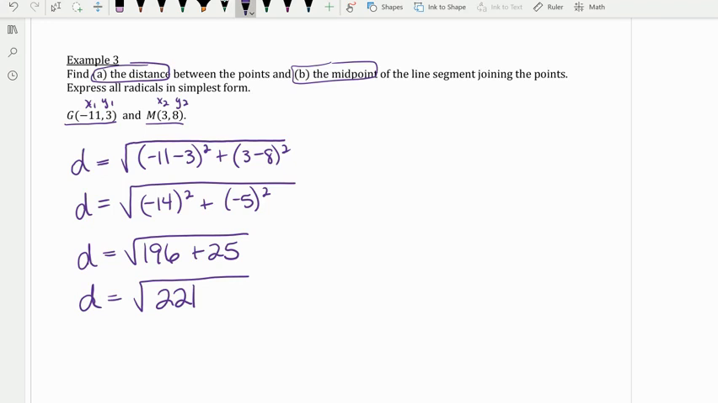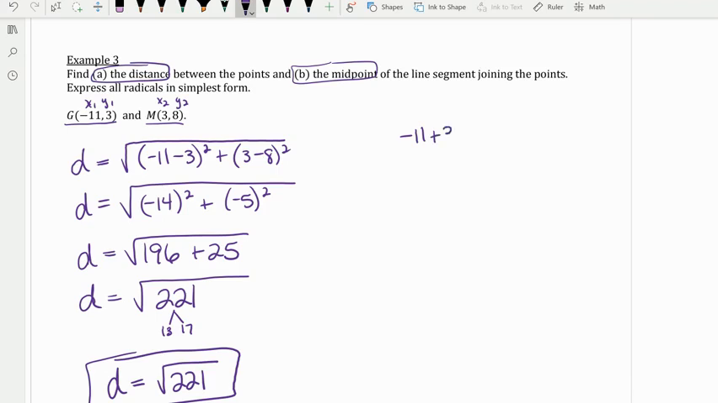I don't know if we can simplify. 13. So that we can do 13 and 17. There's no pairs there, those are prime. So our final distance between those 2 points would just be the square root of 221. Ta-da!